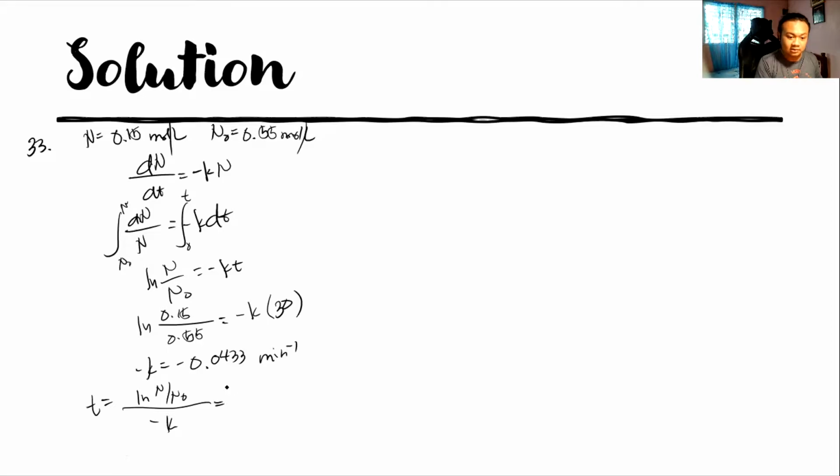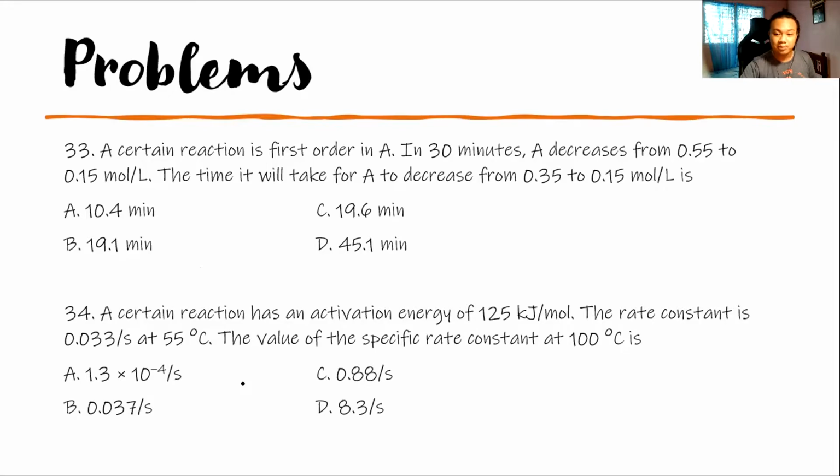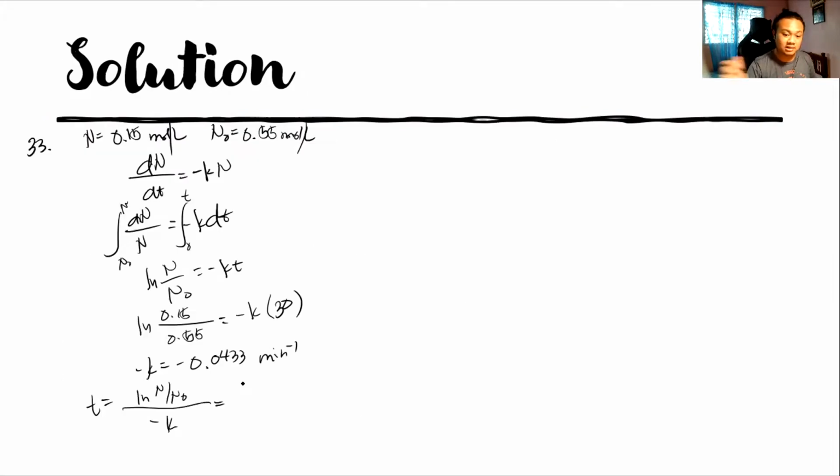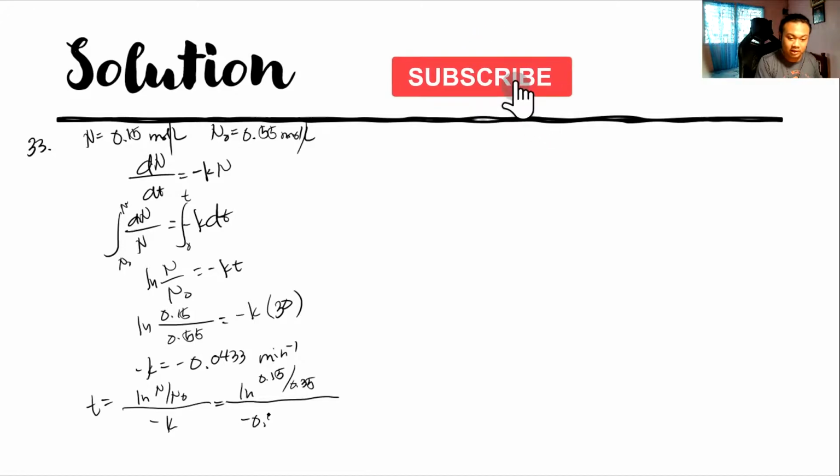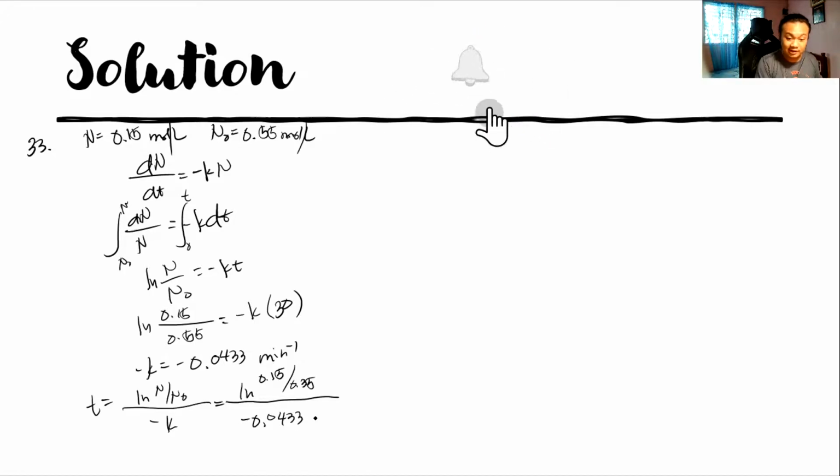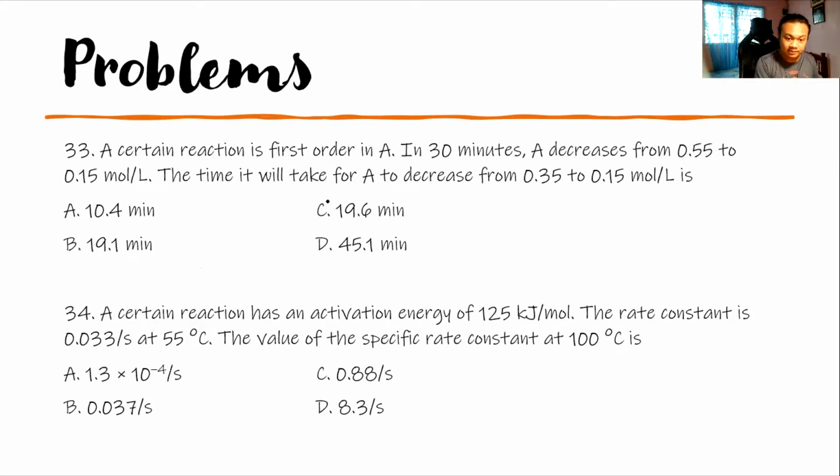For the second set of data, which is 0.35 and 0.15, we have ln of 0.15 over 0.35. Then just put the answer of the previous step here, and you can get 19.6 minutes. So that's letter C.